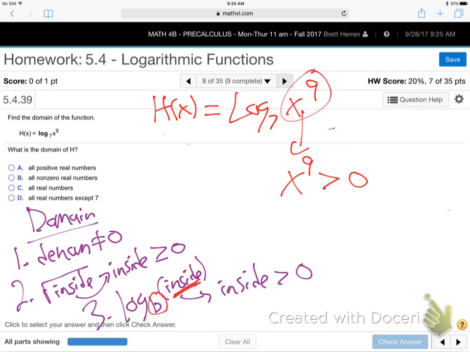So how do you solve x to the 9th greater than 0? Well, that just means x has to be greater than 0, if you take the 9th root of both sides. Just going to be x is greater than 0. You with me? It says right here, so it's just all positive. It's got to be positive. That's the domain. All right, I'm going to move on if you're okay with that.